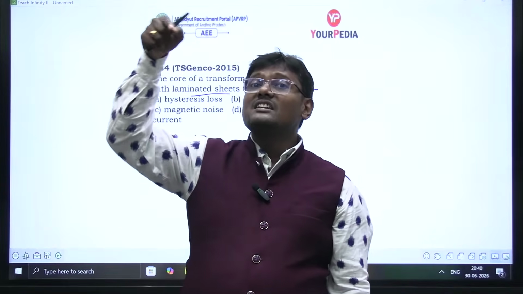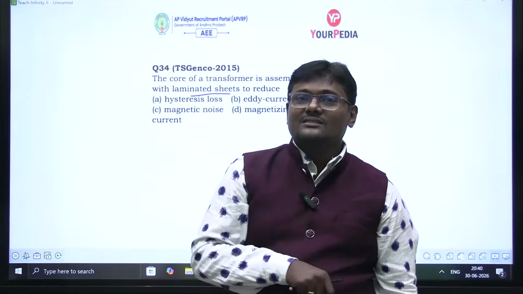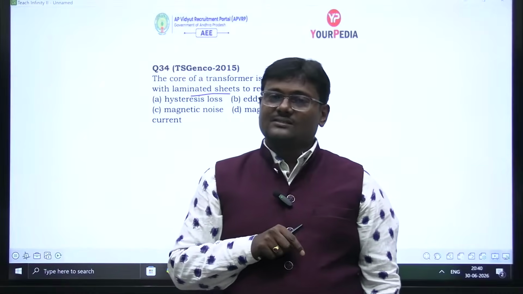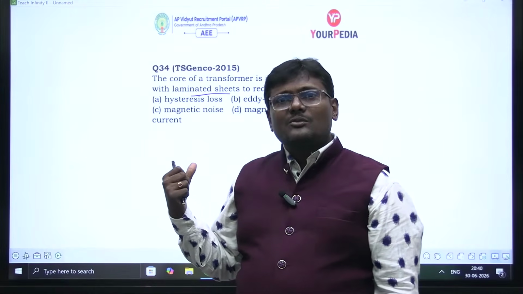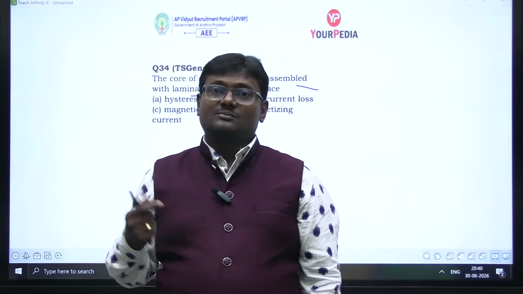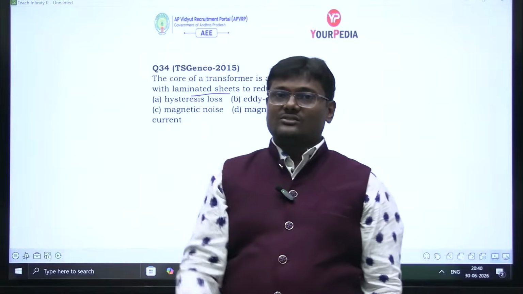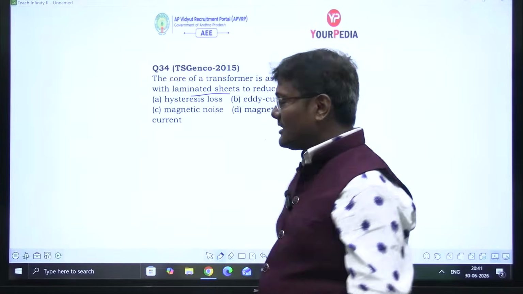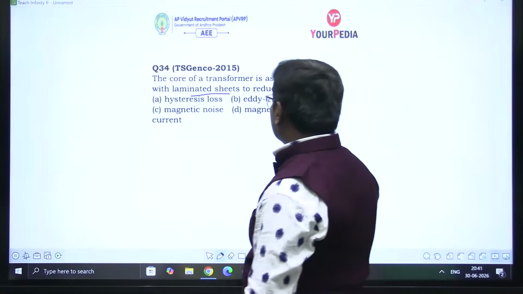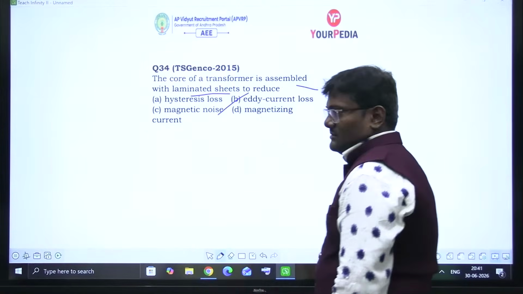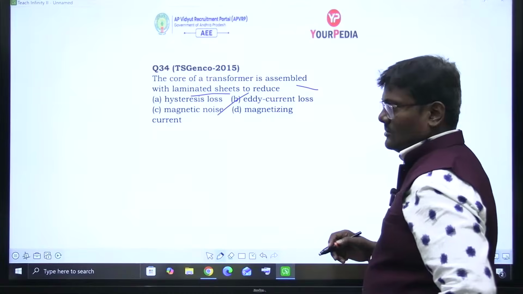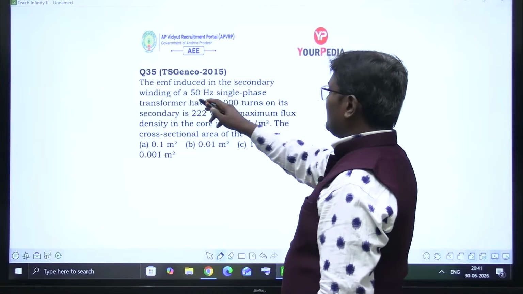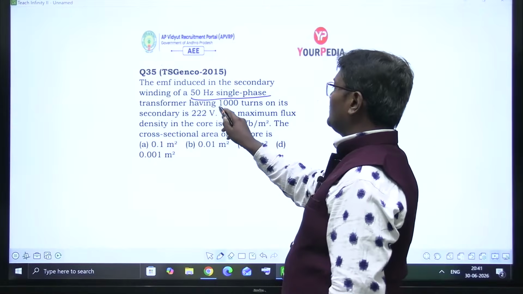Silicon steel laminations are used. Listen carefully. Silicon steel is used for reducing the hysteresis loss. Laminations are provided in order to reduce the eddy current losses, but silicon steel laminations are used for reducing both losses, hysteresis loss and eddy current losses. But he is asking only about lamination, which reduces eddy current losses.